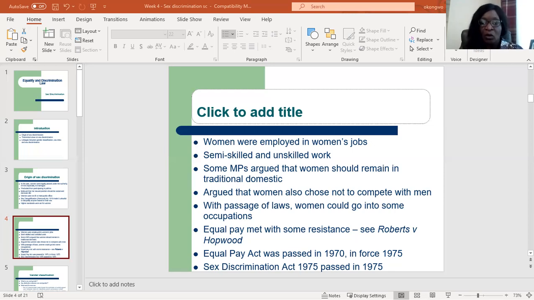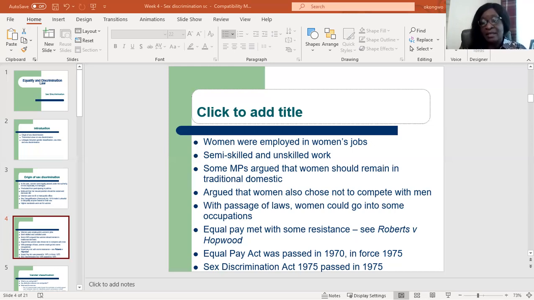And then later on, the Equal Pay Act of 1970 was passed, which came into force in 1975. And then in that same year, the Sex Discrimination Act was passed, okay? So the Sex Discrimination Act had more general principles of equal treatment, which was introduced in education, employment, and provision of services.